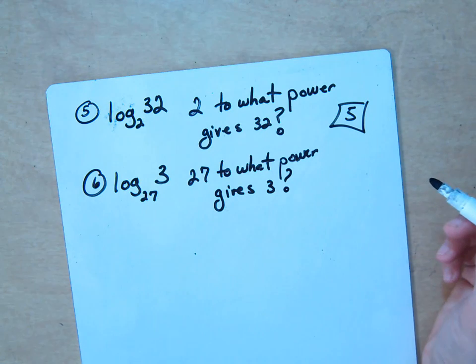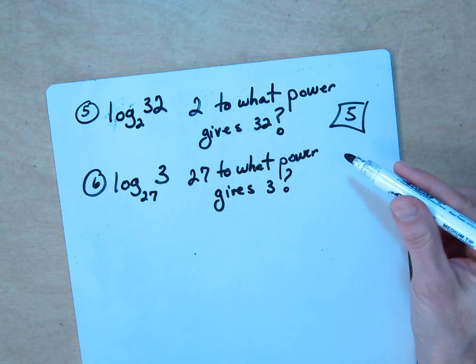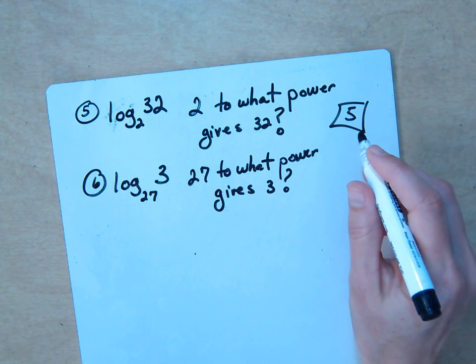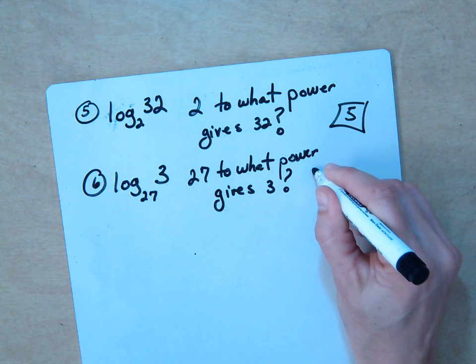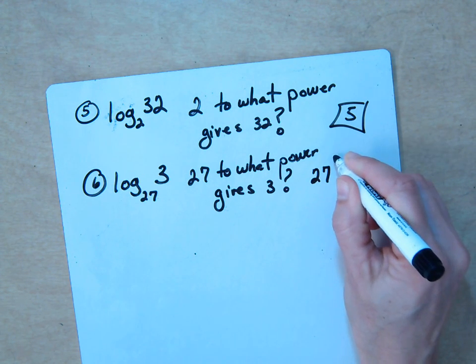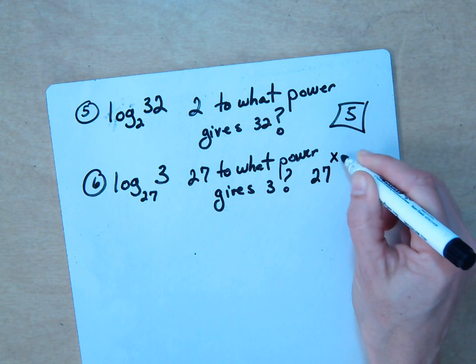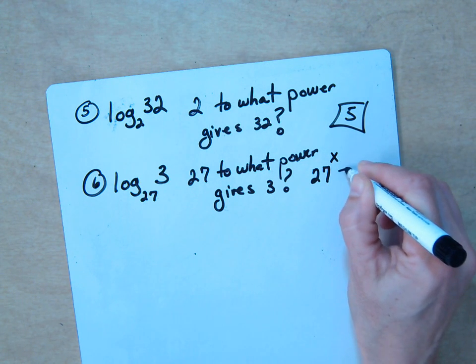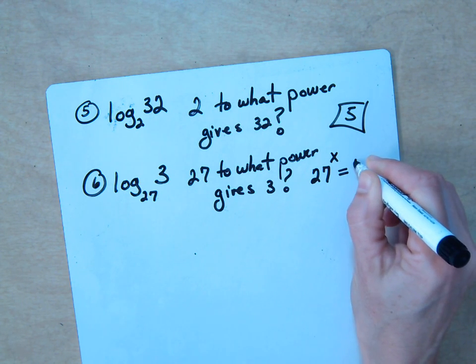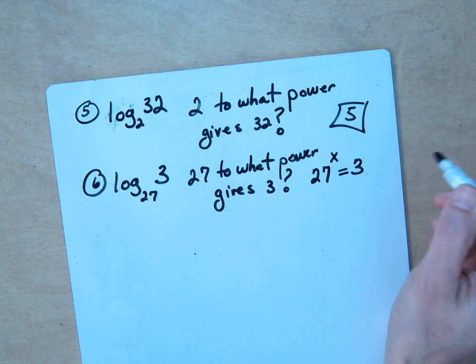So to answer that question, I'll write it as an equation so you can see it better. You're saying 27 to what power? We don't know, we'll let that be a variable x, equals 3. 27 to what power equals 3?